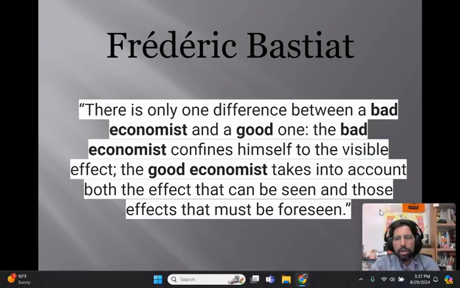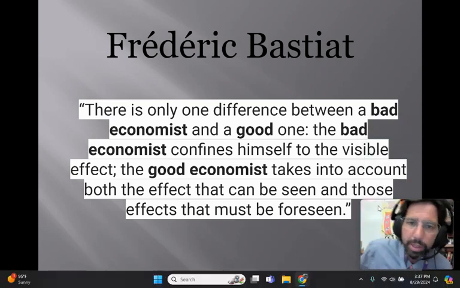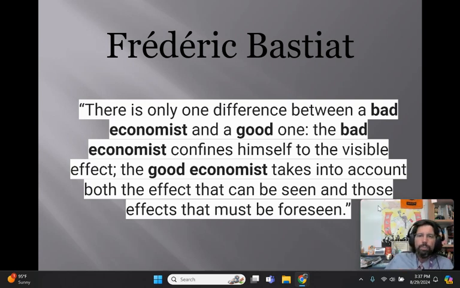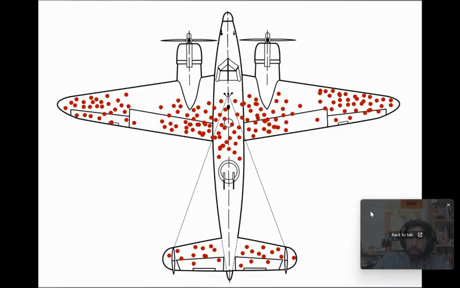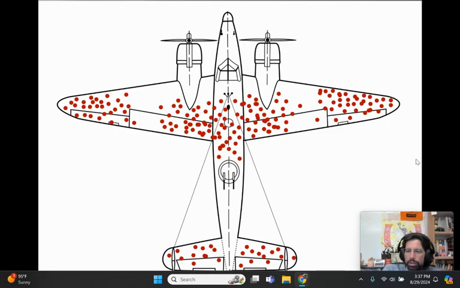And this is where you get into the concept of knowing the difference between a good economist and a bad one. The bad economist confines himself to the visible effect. A good economist takes into account both the effect that can be seen and those effects that must be foreseen. And you will often see this picture presented when you're dealing with implicit costs. This is from World War II. A statistician went to the UK and they basically had all this steel and they wanted to figure out where to put armor on the plane.